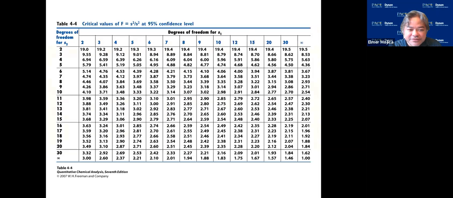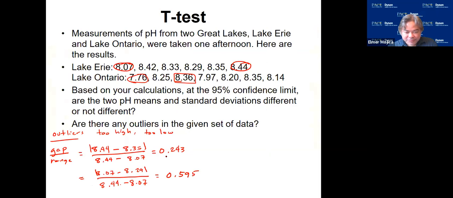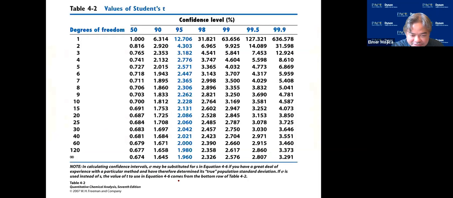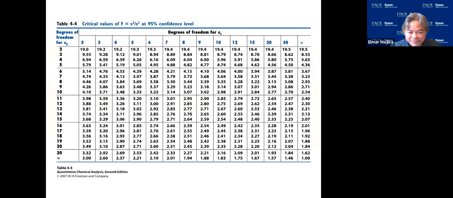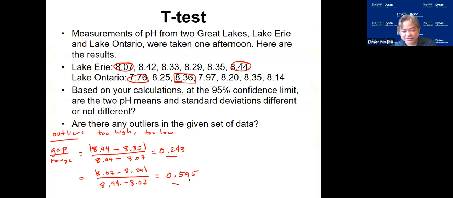So if we're going to look at it, 0.595, at the 90% confidence level, you're going to reject the lowest one. But at 95 and 99, you're going to retain the lowest value. So you see there 0.560, so this is higher than 0.560, so you're going to reject this at 90% confidence level. But the one that we're going to do is 95, so you're going to retain at 95.